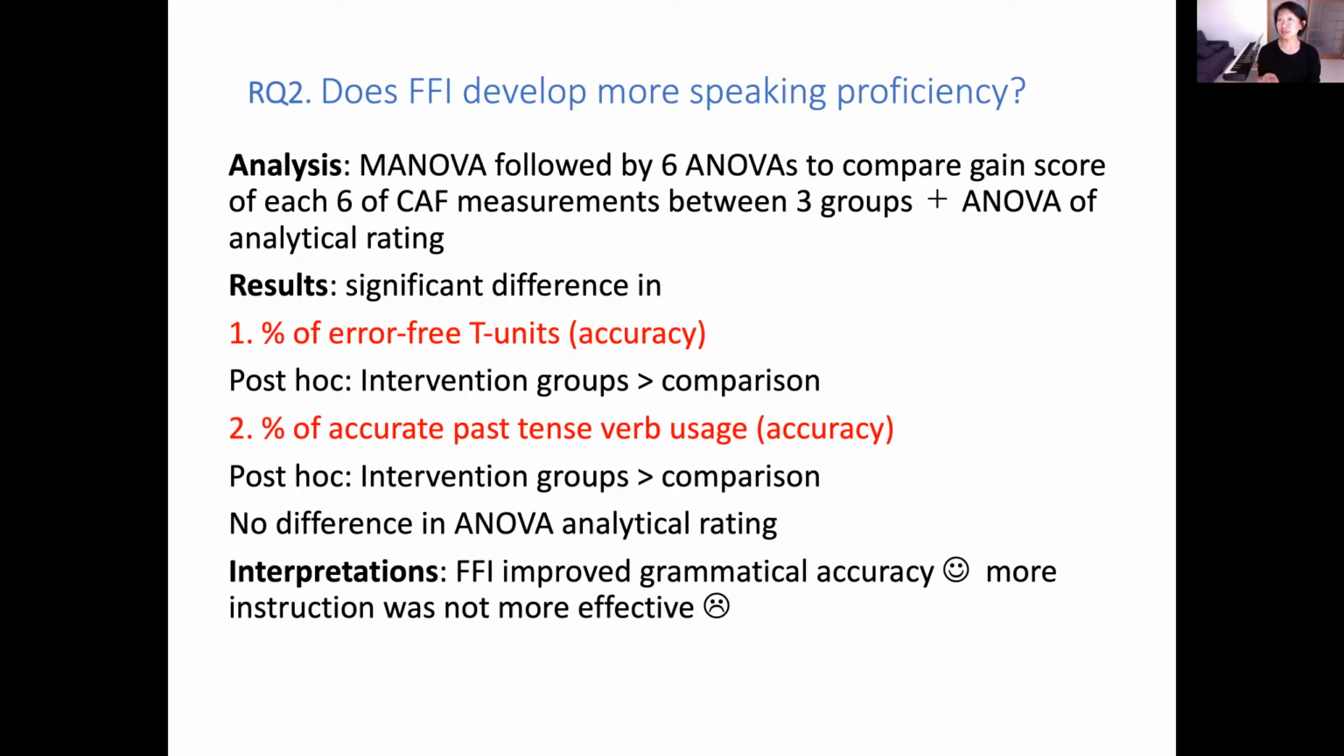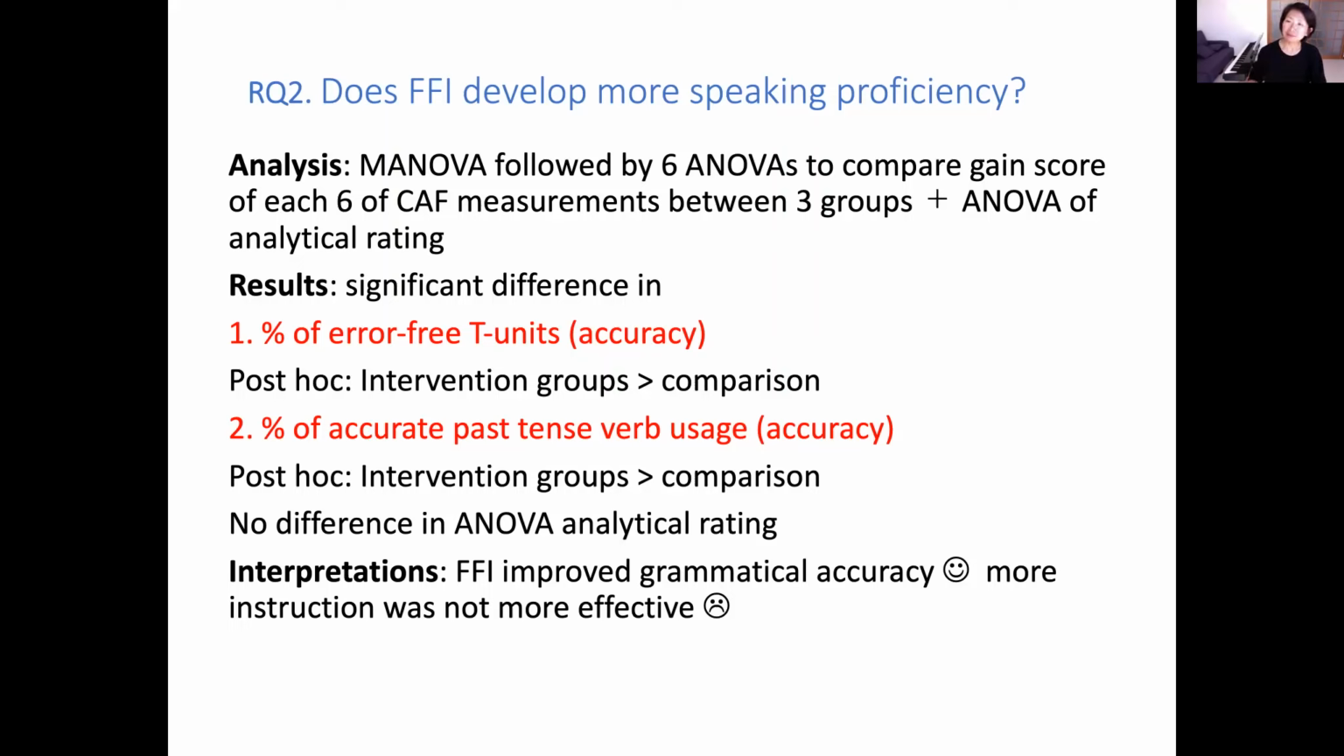So the results were quite promising. Among the 6 CAF measurements I conducted, I found 2 significant differences in my accuracy measurements. The first is the percentage of error-free T-units. This is one of my accuracy measurements. Second, I found there's a difference in the percentage of accurate past verb usage. This is my second accuracy measurement.